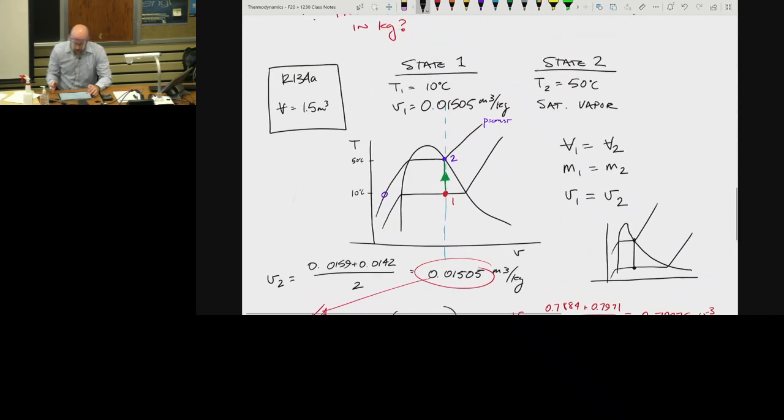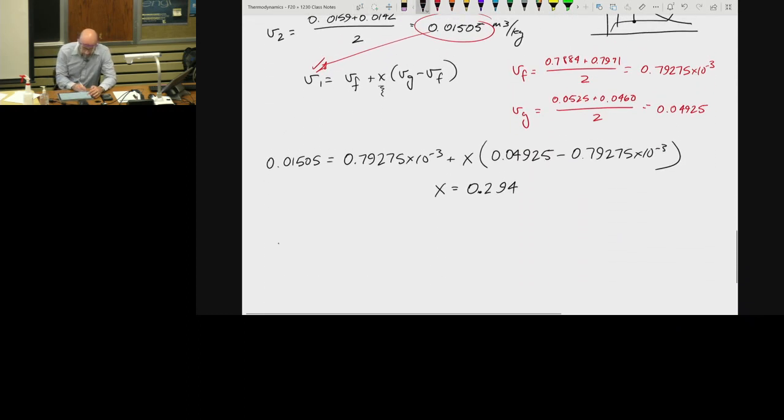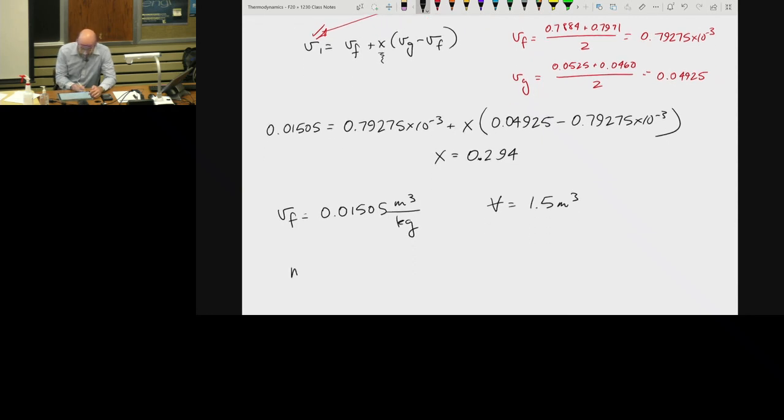Well, here's what we know here. At state 2, we know it's all a saturated vapor. And so I know that the specific volume for the saturated vapor is equal to 0.01505 meters cubed per kilogram. And I know the volume of my tank was equal to 1.5 meters cubed. So I could find out what the mass is at state 2 by taking the volume at state 2 over the specific volume at state 2.